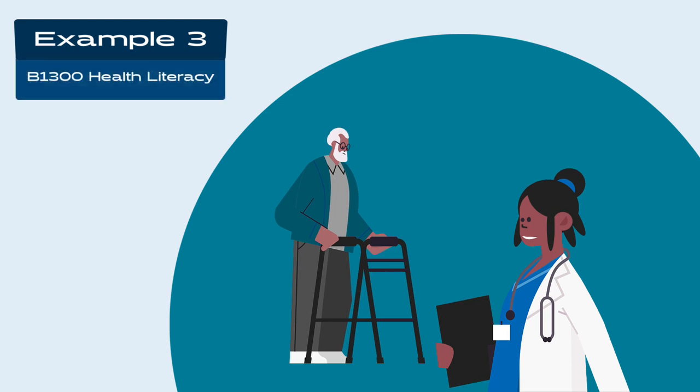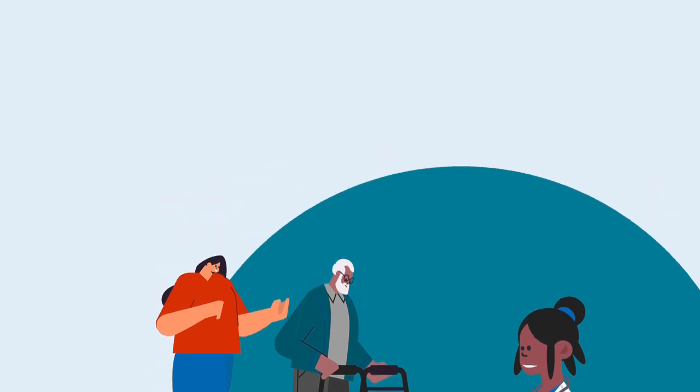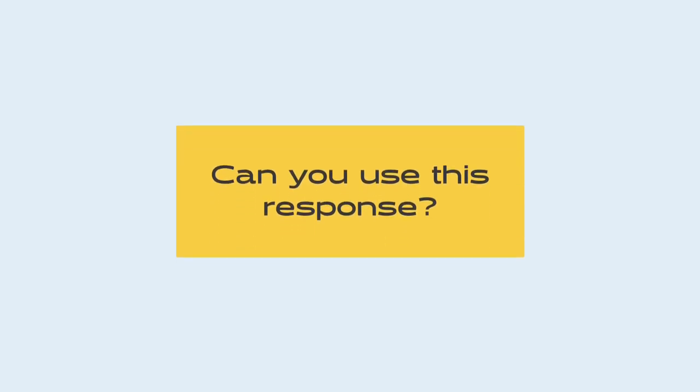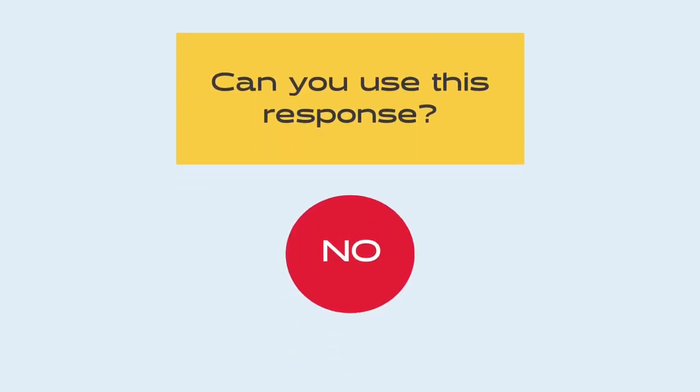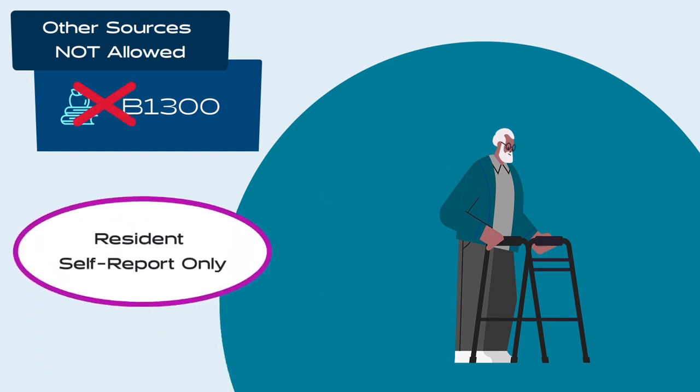Example 3. When asked about B1300 health literacy, resident B cannot understand the question, even after the assessor explains it multiple times, and asks that their caregiver respond on their behalf. The caregiver reports that resident B often needs help to read materials from their pharmacy. Can you use the caregiver's response? No, input from other sources may not be used to code B1300 health literacy, as this is a resident self-report item.